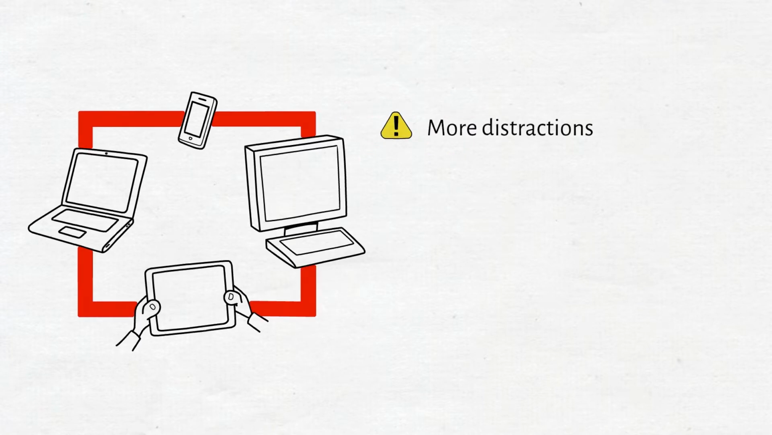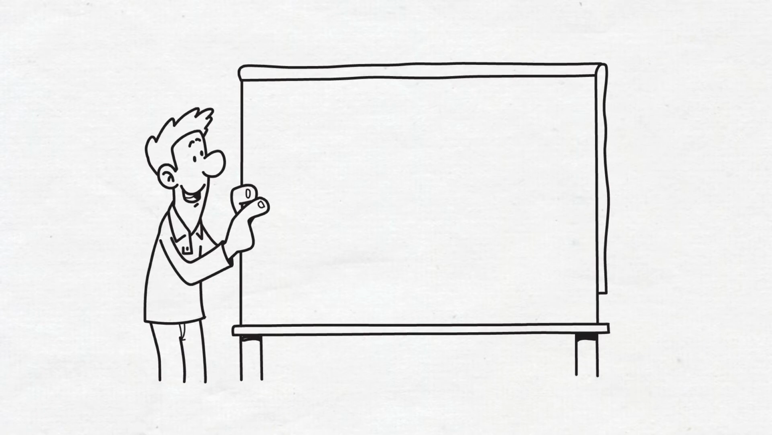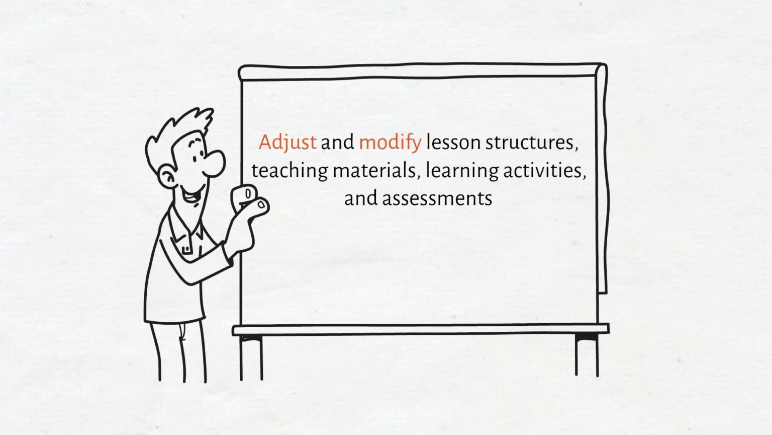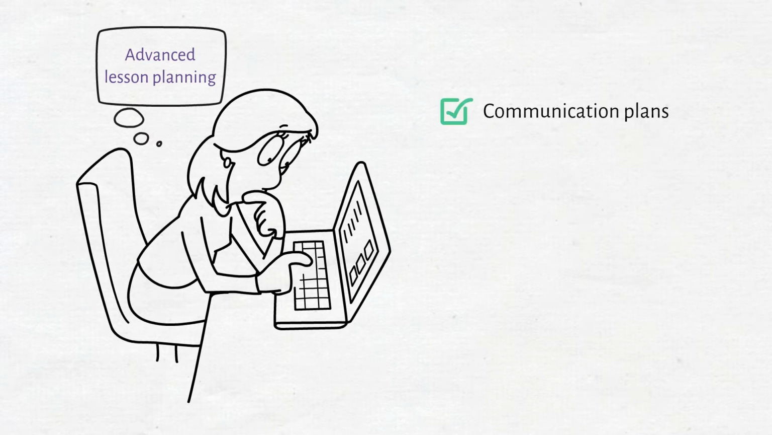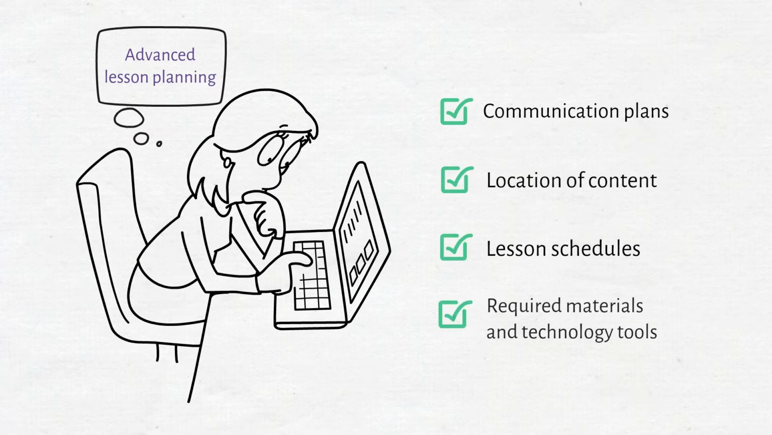Students may have more distractions in online environments and may not have as many communication channels as in face-to-face classes. So, teachers may need to adjust and modify lesson structures, teaching materials, learning activities, and assessments to support student learning and engagement. It is vital for teachers to engage in advanced lesson planning in order to facilitate effective blended and online lessons. Outlining blended and online communication plans, location of content, lesson schedules, required materials, and technology tools is necessary.